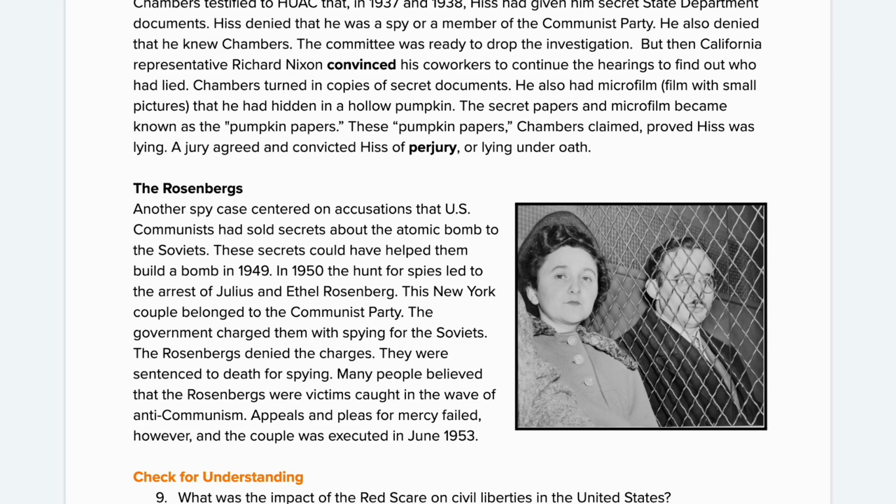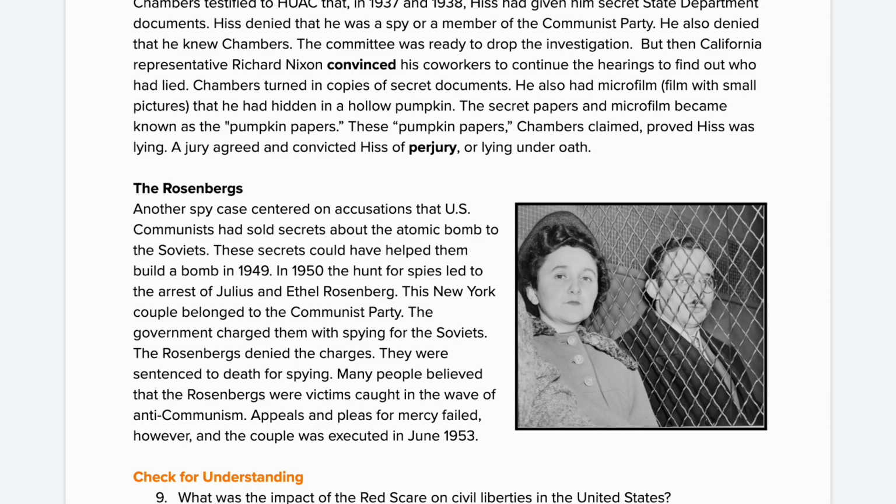The Rosenbergs. Another spy case centered on the accusations that U.S. Communists had sold secrets about the atomic bomb to the Soviets. These secrets could have helped them build a bomb in 1949. In 1950, the hunt for spies led to the arrest of Julius and Ethel Rosenberg. This New York couple belonged to the Communist Party. The government charged them with spying for the Soviets.